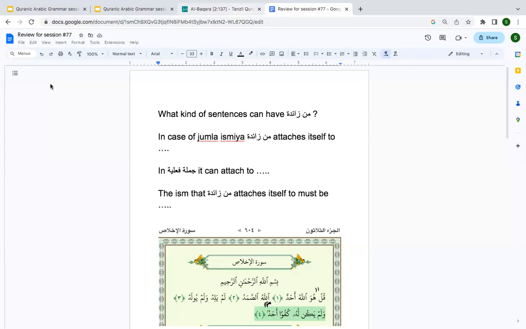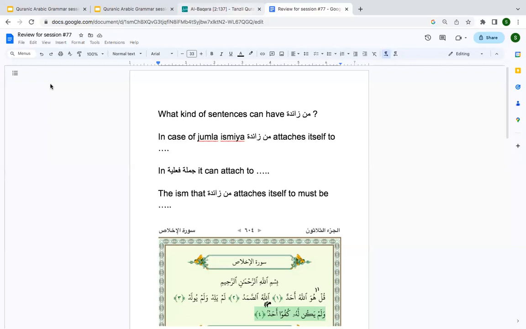Is this clear, my dear sisters? Min zaida attaches itself to the mubtada of the sentence, right? Everyone with me? So if I give you a MCQ, multiple choice question, that min zaida attaches itself to, in case of jumla ismiya, mubtada, khabar, or mutalik bil khabar, what will your answer be? It's going to be mubtada, right?